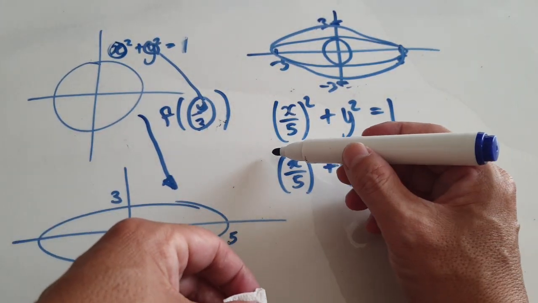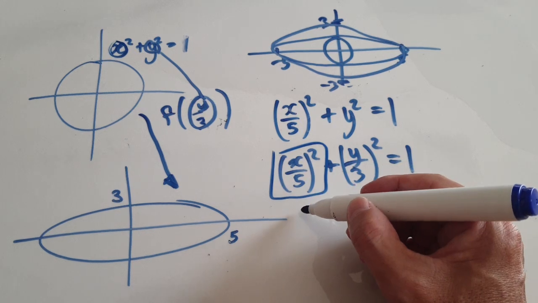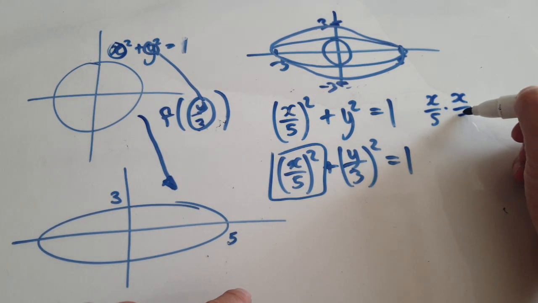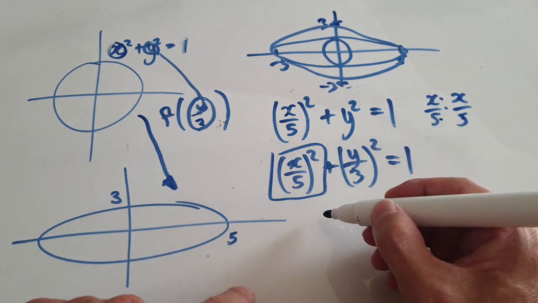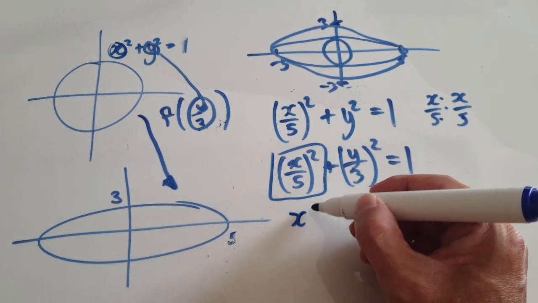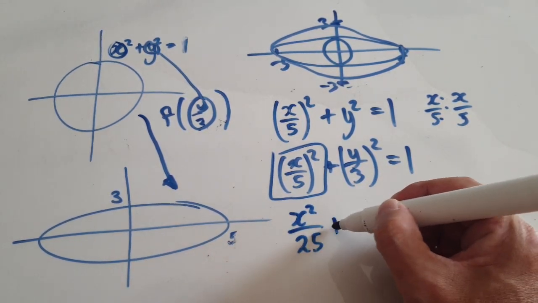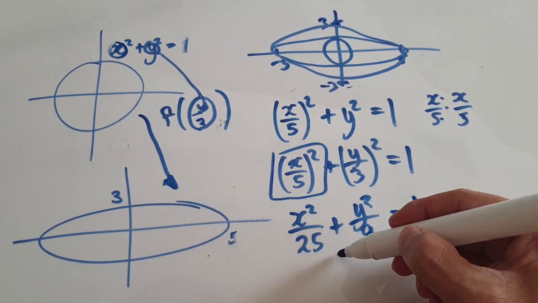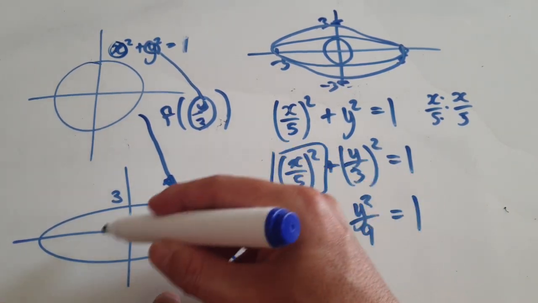So now it will look like this, not to scale. Okay, you would then tidy this up. So that would become, well, that's like x over 5 times x over 5. Top times top, bottom times bottom. So that would then become x squared over 25 plus y squared over 9 equals 1. That will then give you the equation for this ellipse.